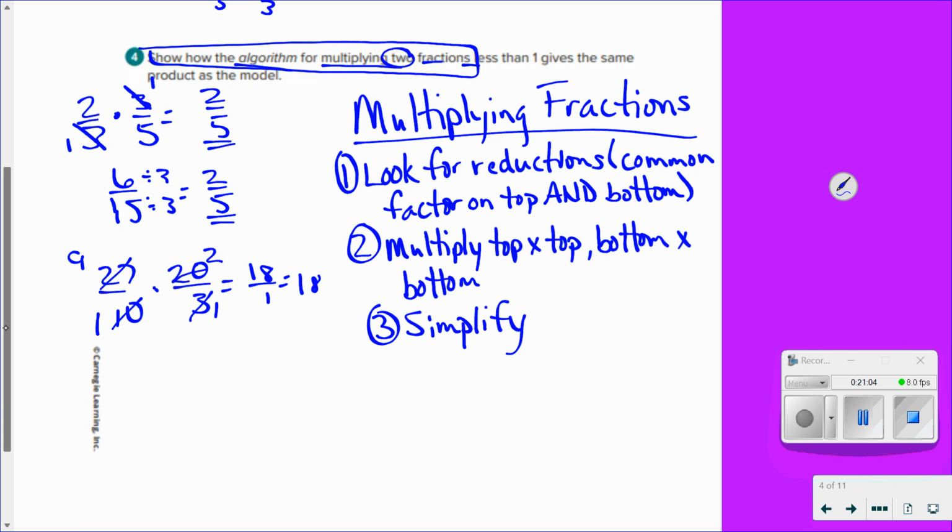Here's your other option. I can do 20 times 27, which is going to give me 540. Then I can do 10 times 3, which is going to give me 30. And then I can reduce down, and I'm eventually going to get to 18. Do you guys want to do this, or do you want to do this and hope you don't make any big errors?